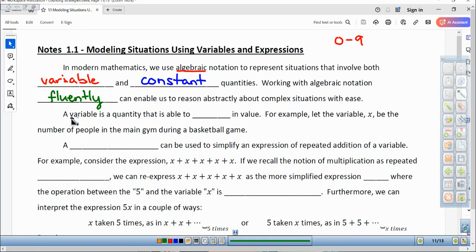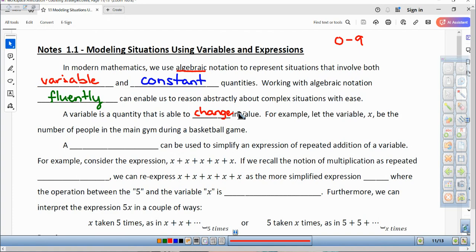So back to this. A variable is a quantity that can change in value. Oftentimes, maybe it is not a changing value, it's just an unknown for the time. But we, when given an equation, can figure out what that is, or maybe what possibilities it could be, because it's not limited to just one number at times.